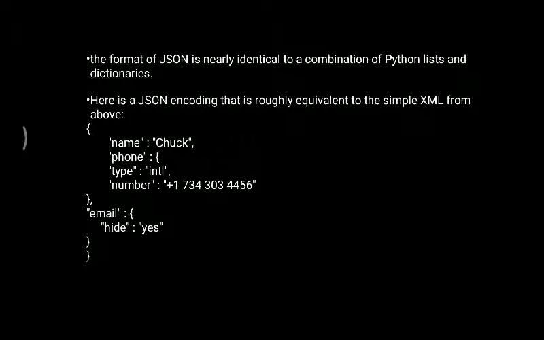Now you can see how it is written as a combination of lists and dictionaries. It is written in the form of opening and closing braces, so we can write that as a dictionary. Under that dictionary we have key and value pairs, name, chuck. Then under that we have one more dictionary called phone, and in that phone we have key value pairs, type as intl, number as, and one more element, number.